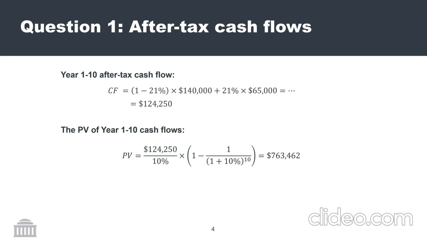$124,250 divided by 10%, which is our cost of capital, multiplied by 1 minus 1 divided by 1 plus 10%, again, our cost of capital, raised to the power of 10, which equals the number of periods. This equals $763,462. Given the initial investment of $650,000, the net present value equals $113,462, exactly the number that we obtained before.